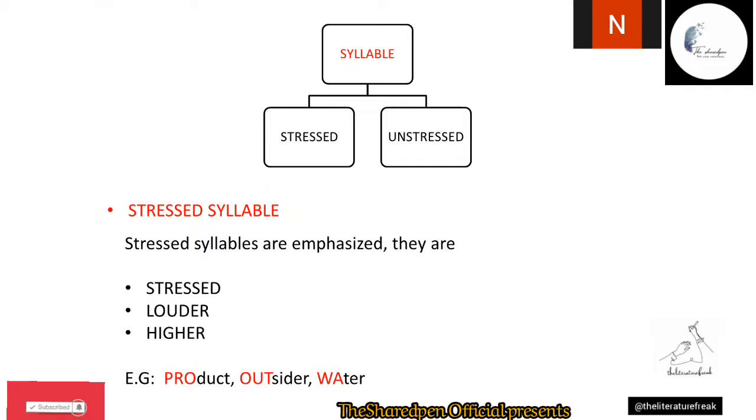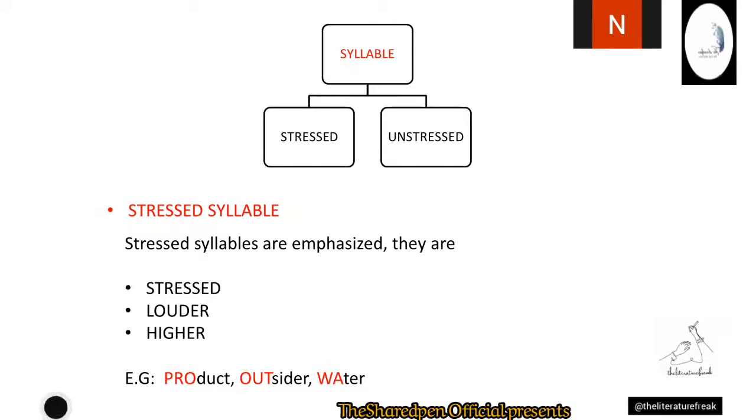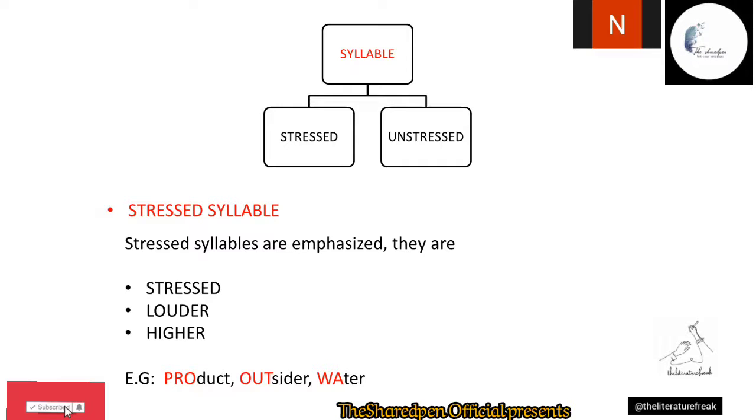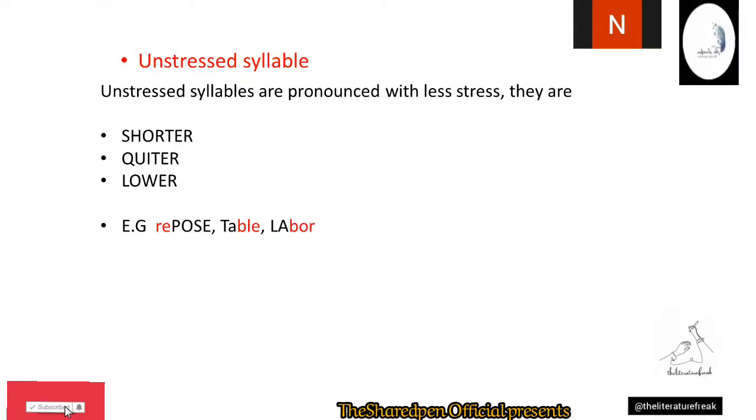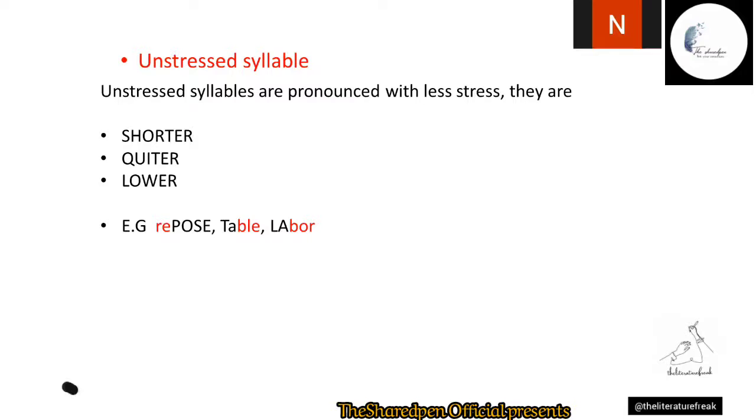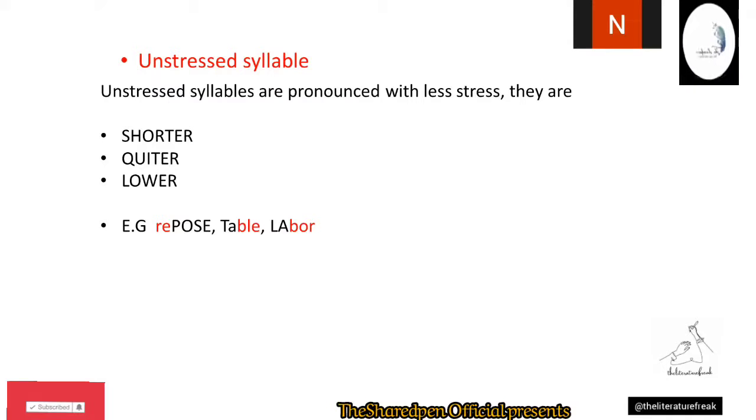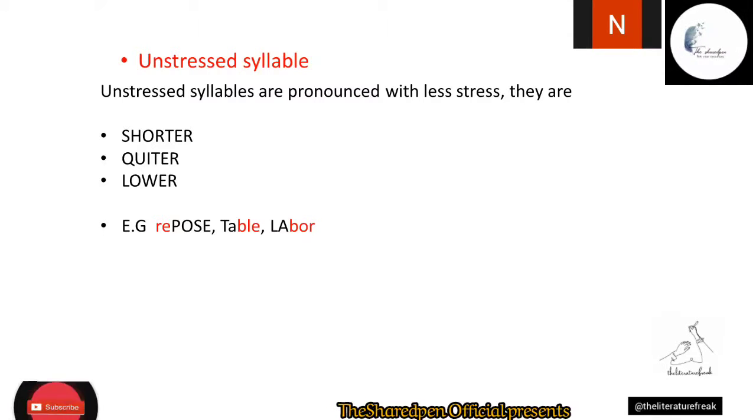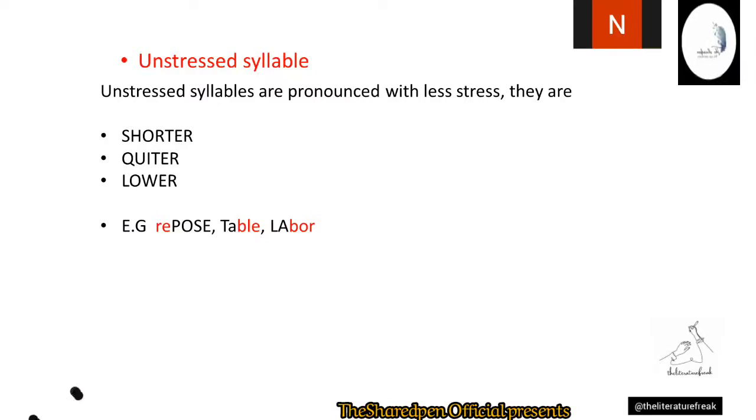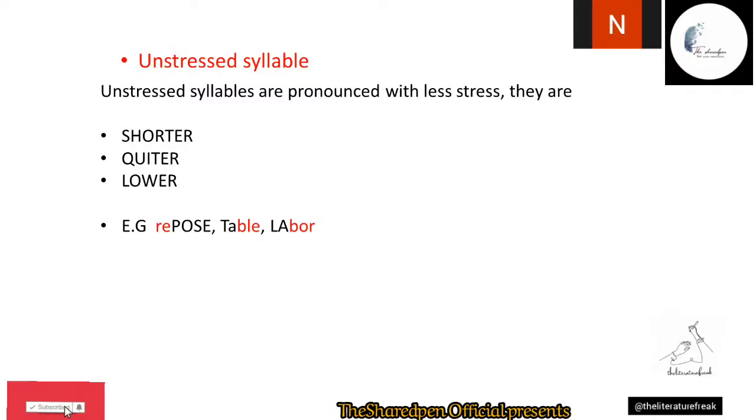For example, take the word product. The part pro is stressed, it's louder: product. Outsider, water, the wo part is stressed. It's called a stressed syllable. Outsider, it's stressed, it's louder, it's higher in its sound. And vice versa will be unstressed. The parts which are pronounced with less stress, shorter, quieter, and lower in sound will be unstressed syllables, like repose. The part re will be unstressed. Table, ta is stressed, ble is unstressed. Labor, la is stressed, bor is unstressed. So this is stressed and unstressed syllable.